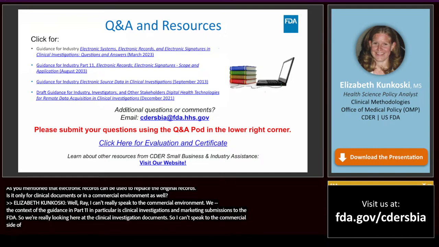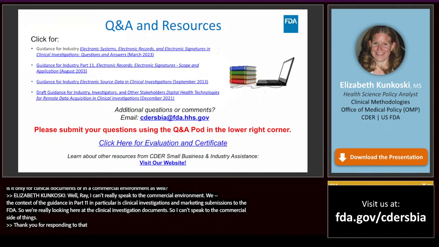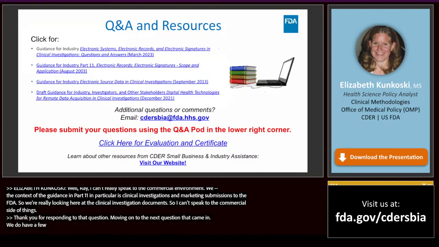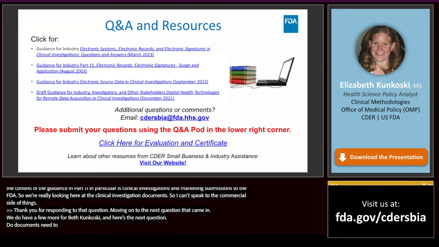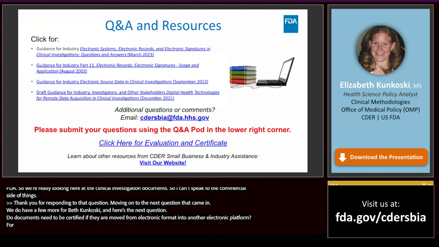Thank you for responding to that question. Moving on to the next question that came in. We do have a few more for Beth Kunkoski, and here's the next question. Do documents need to be certified if they are moved from an electronic format into another electronic platform? For example, from a network drive into a validated eTMF platform.